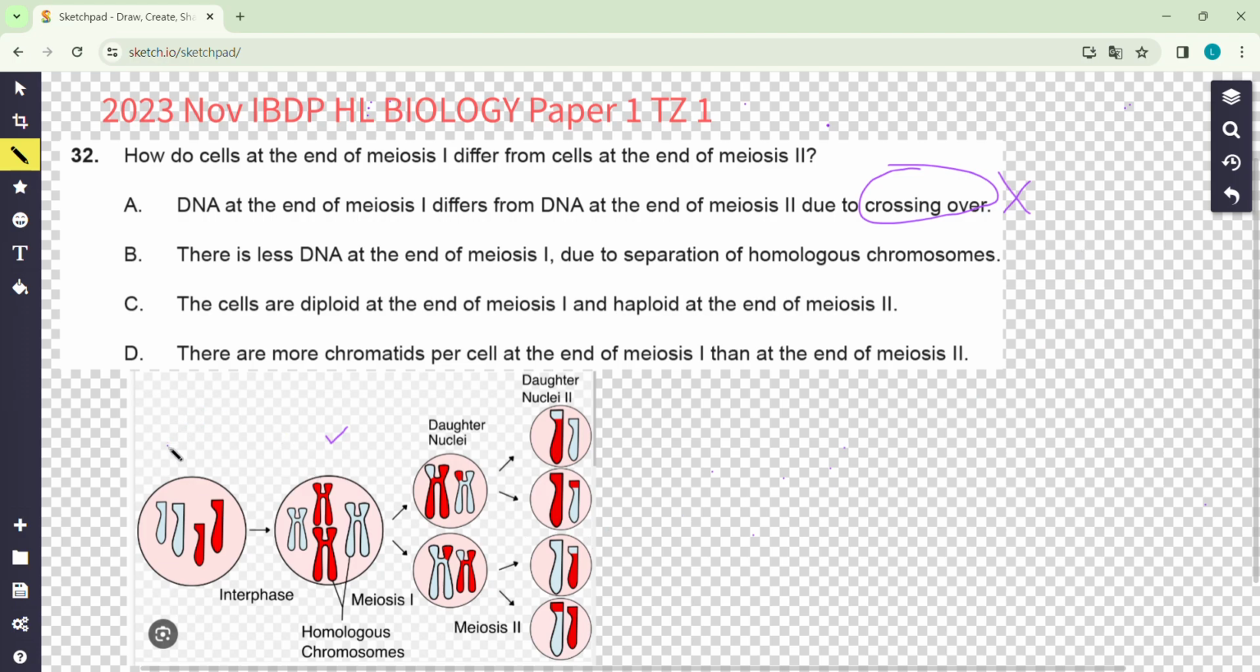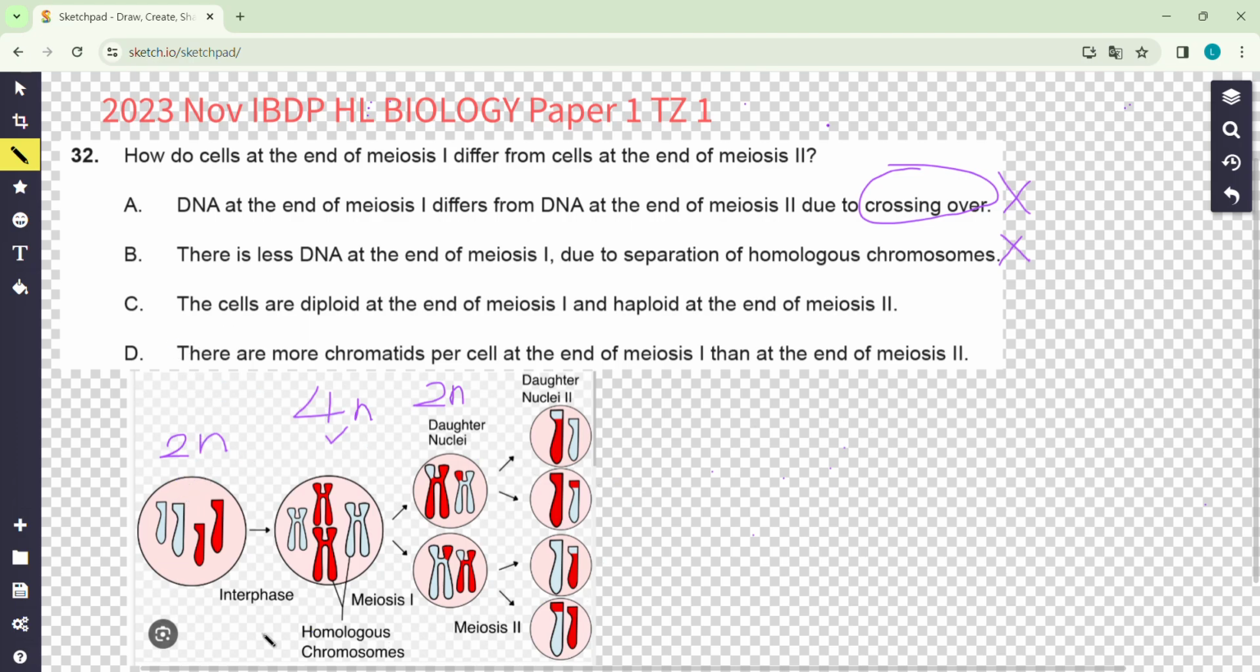No, because at first we had 2n DNA, duplicated to 4n, and then half back to 2n, same as before, so not less DNA. And last is less, okay, just n. The cells are diploid at the end of meiosis 1 and haploid at the end of meiosis 2.